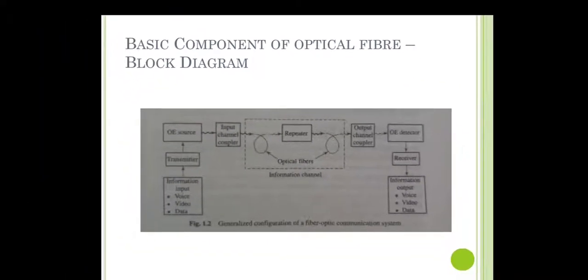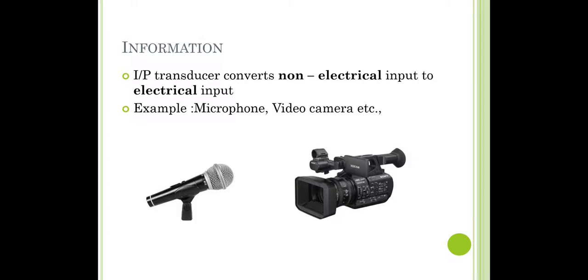See, the next slide we get. So in the information input block, we have an input transducer. That transducer converts non-electrical input to electrical input. What does non-electrical input mean? It may be an audio signal or video signal, etc. That may be in the form of non-electrical input that is converted to an electrical signal with the help of a transducer. Some of the examples are shown here.